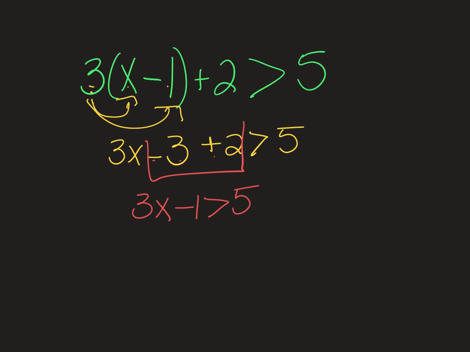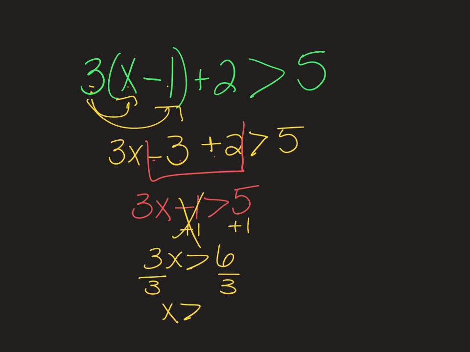Now I'm going to bring over my negative 1 through its inverse operation. So I would add 1. I have 3x greater than 6. Divide by 3, divide by 3. x is greater than 2. Okay? All right, let's do a few more here together before I set you loose to do some of these on your own, okay?